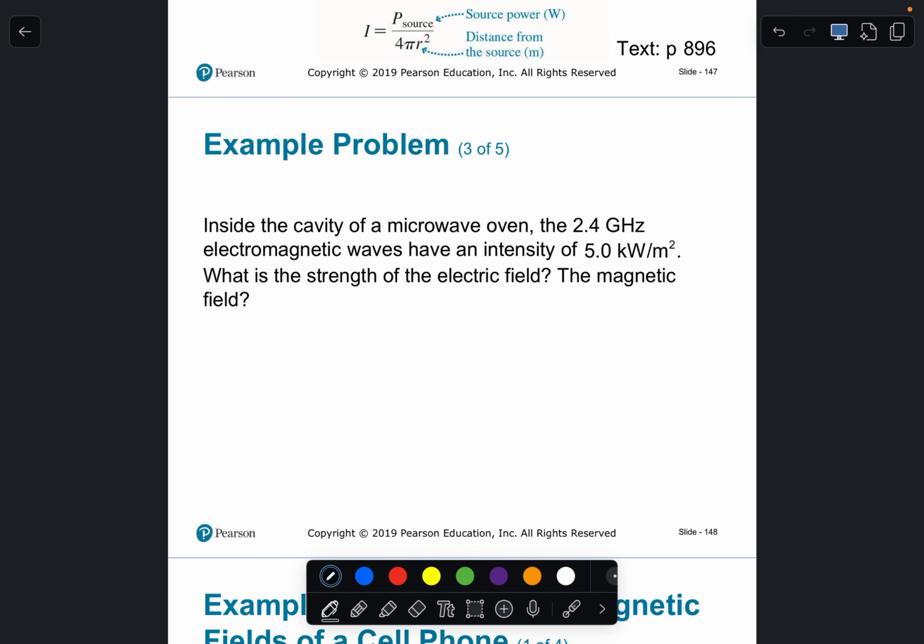And then to find the B field, well, you know that E naught over B naught equals c, so to find the B field, you would take E naught and divide it by c. Okay, so that's how you would solve it. This is mainly a language problem, right? Just being familiar with the terminology. And so that's what is done in this example.